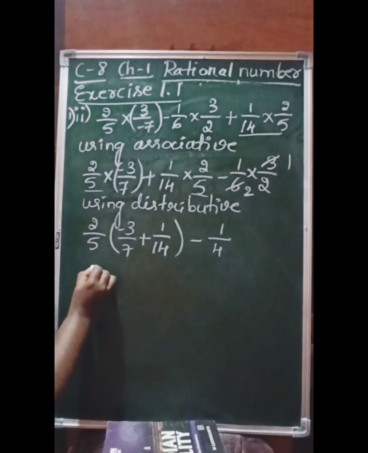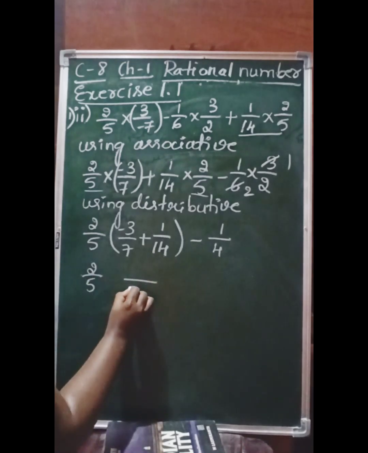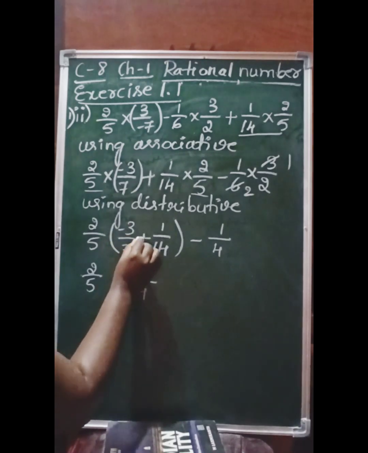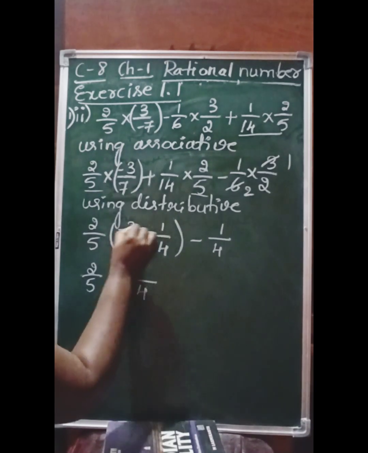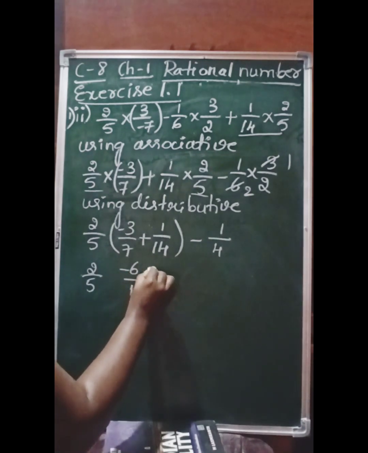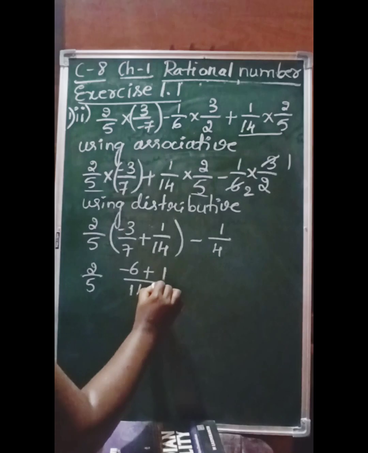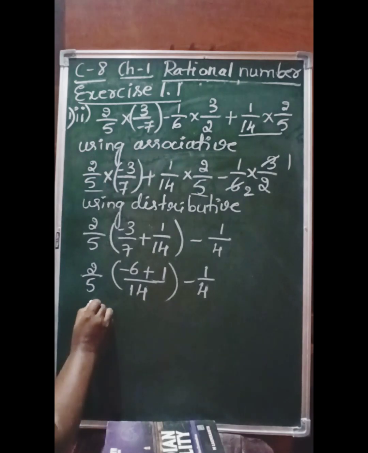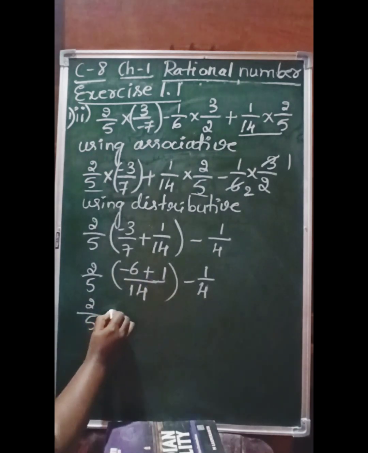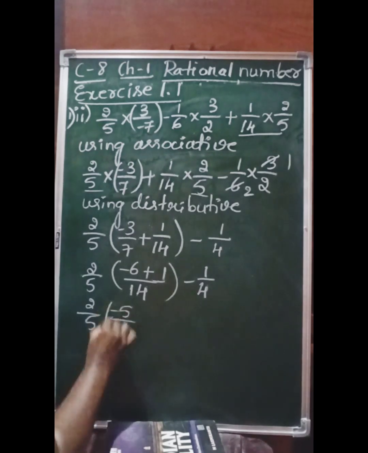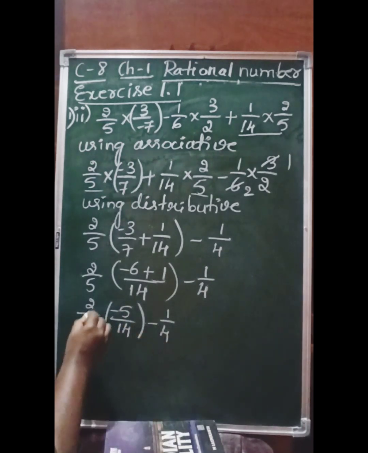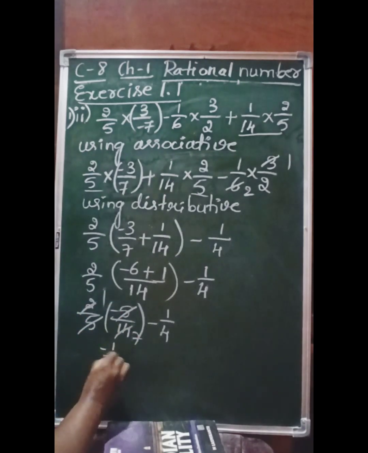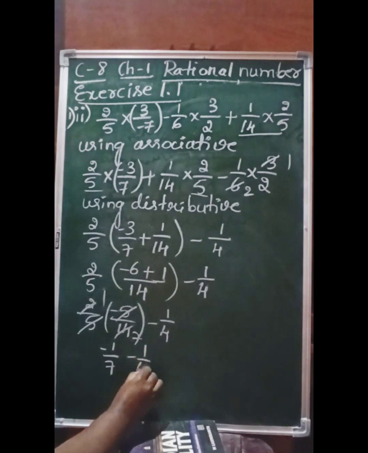Now try to solve this one. Write 2 by 5 as it is. Take LCM of this. The LCM of this you will get is 14. Then minus 3 by 7 into 14 means 7 ones are 7, twos are 2 into minus 3 is minus 6, plus 1, minus 1 by 4. So here 2 by 5, so minus 6 plus 1 is minus 5 by 14 minus 1 by 4. So here 5 will get cancelled, 2 ones are 2, sevens are 14. So minus 1 by 7 minus 1 by 4.